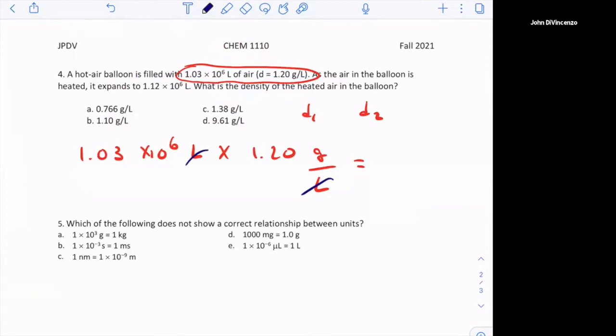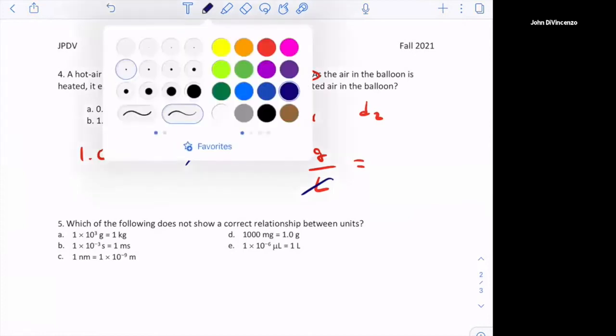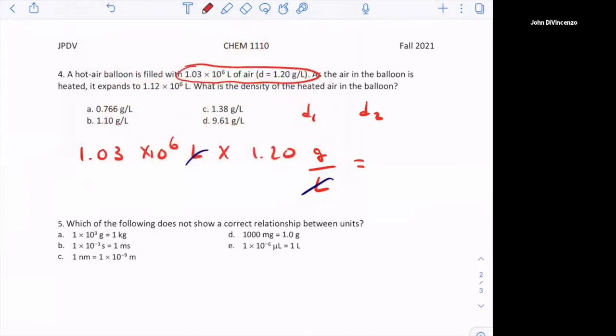So what do I get there first? 1,236,000, or 1.236. I'll just take an extra sig fig with me, 1.236 times 10 to the sixth, right? And that is grams. Someone else got this? Okay. So we got confirmation. That's the mass.